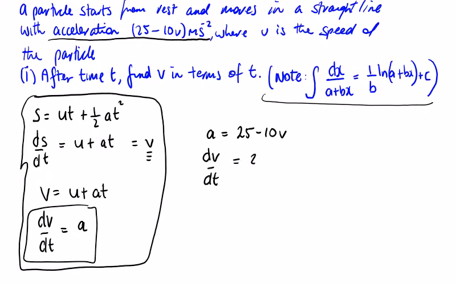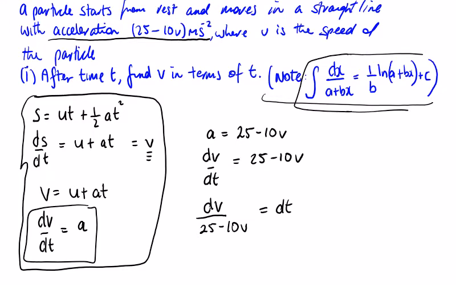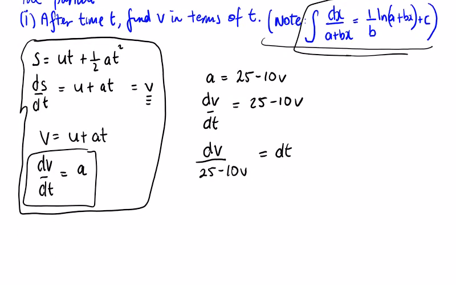So dv dt is equal to 25 minus 10v. We want the v on its own, so we're going to divide by 25 minus 10v and multiply by dt. So dv over 25 minus 10v is equal to dt, and that's what we're setting up here, this equation. So we're going to integrate both sides now.